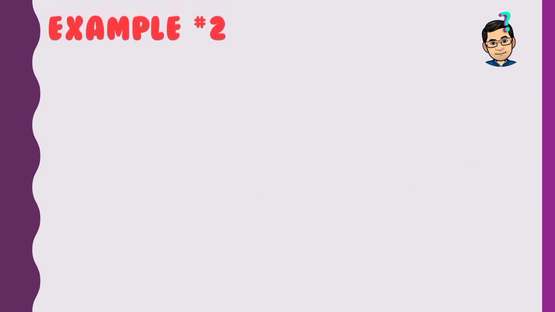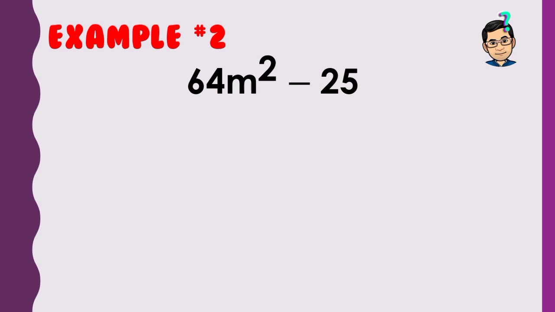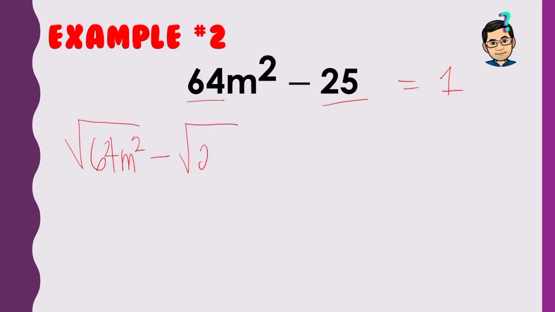So, let's have example number 2. 64m squared minus 25. Again, the first step, determine the GCF. So, ang GCF ng 64 and 25 is only 1. So, GCF is only 1. Therefore, proceed tayo sa next step, which is to determine the square root of the two terms. So, the square root of 64m squared minus the square root of 25.